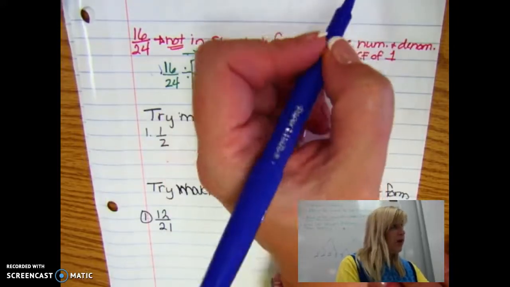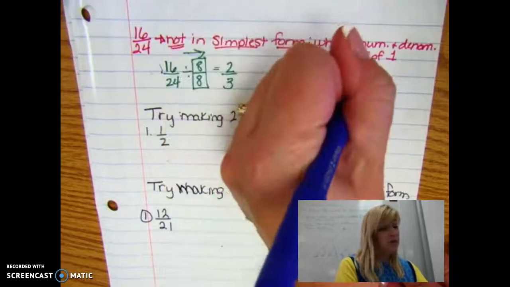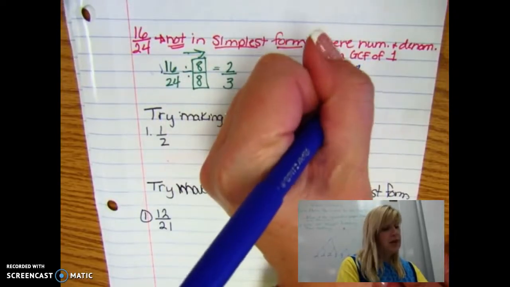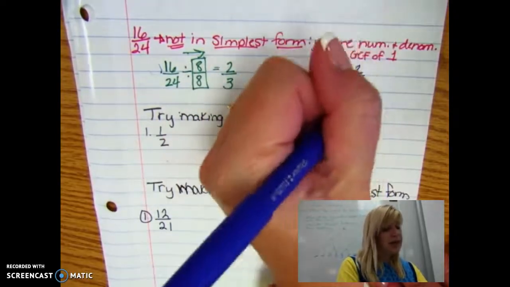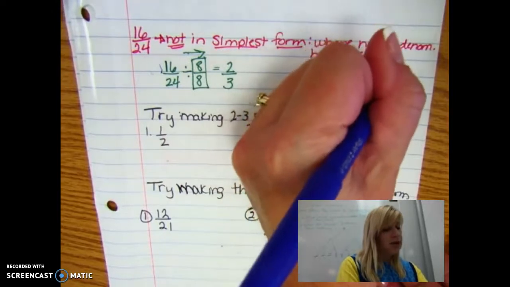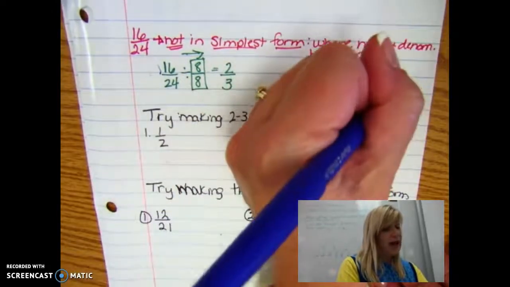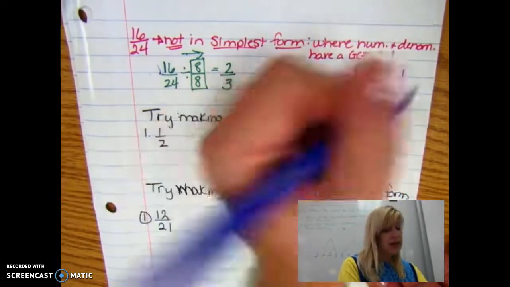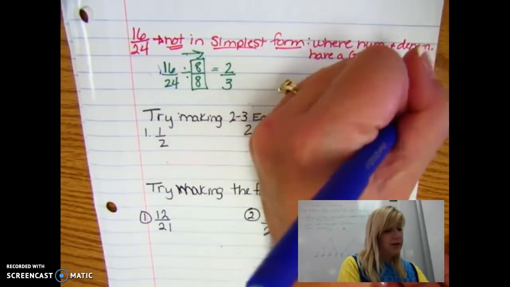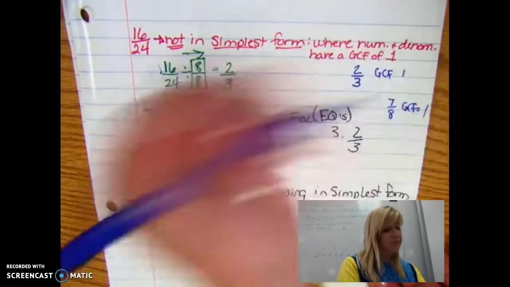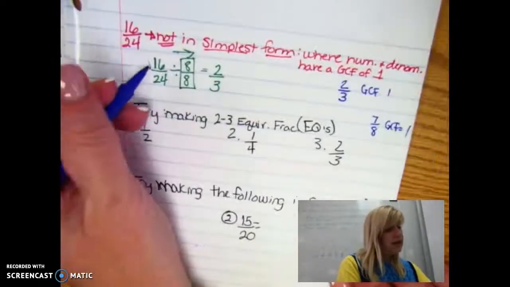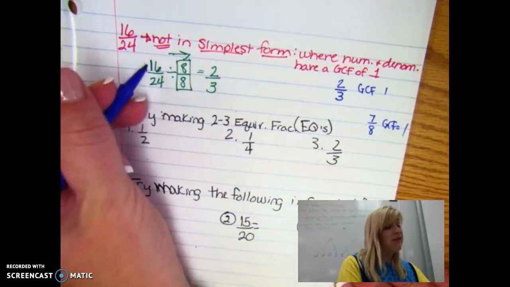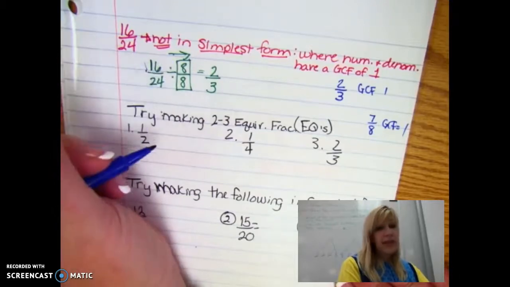So if I look at 2/3, they don't have any factors in common except for the GCF of 1. If I have the numbers 7/8, if I look at the two of them, the GCF of those is 1. 16/24, the GCF of both of those is 8.